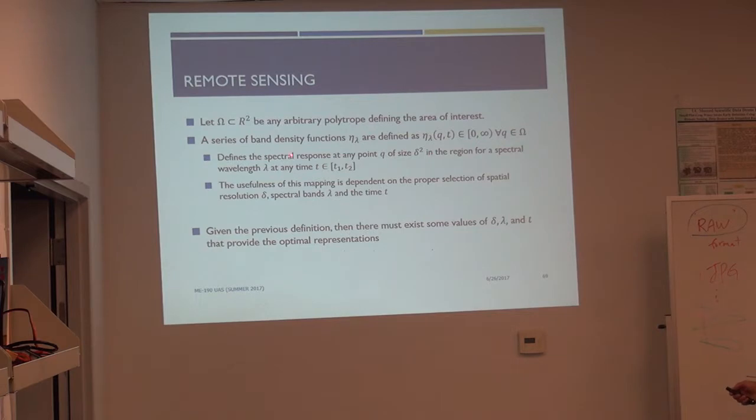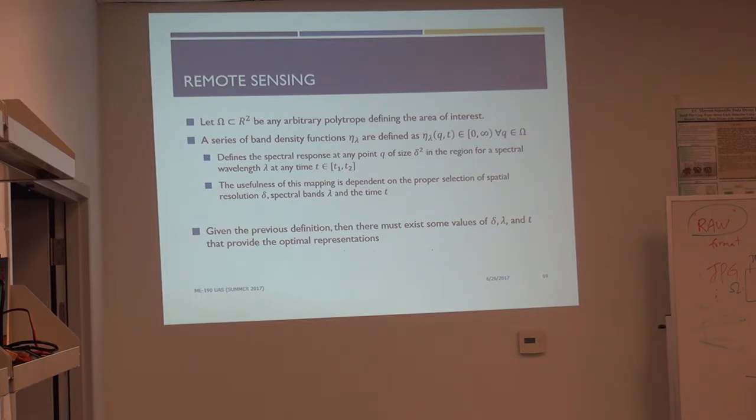Spectral response: the usefulness of this mapping is dependent on the proper selection of spatial resolution delta. So delta is spatial resolution. The size of the spatial is the minimum. This is called the domain of interest, which is omega. Inside omega, there's a minimum, delta by delta, delta square. There's a minimum point, because you cannot see something smaller than this, okay?